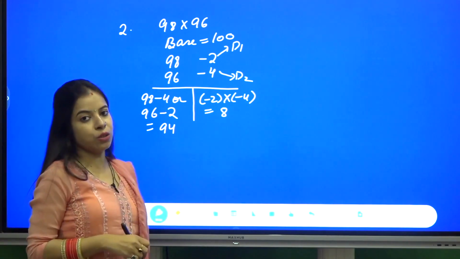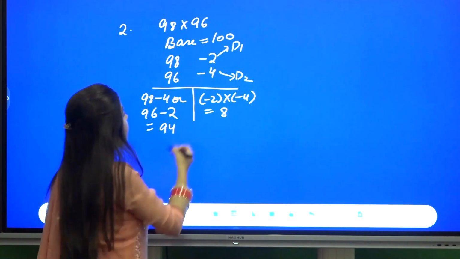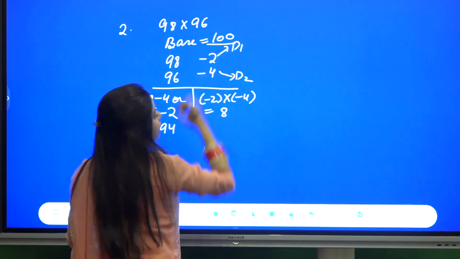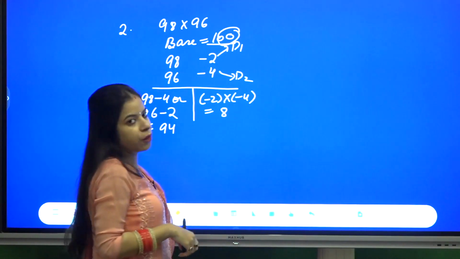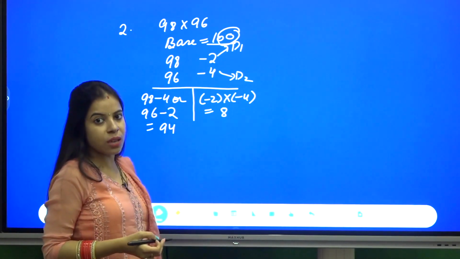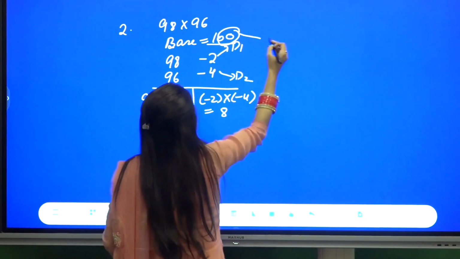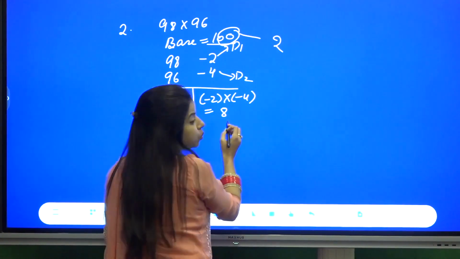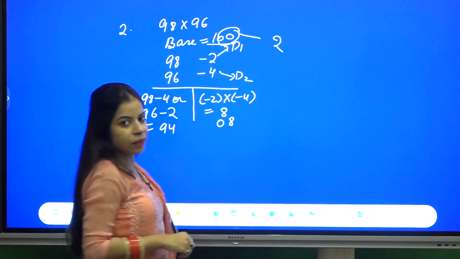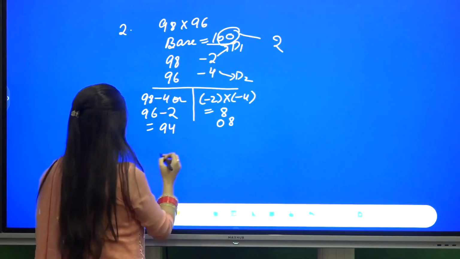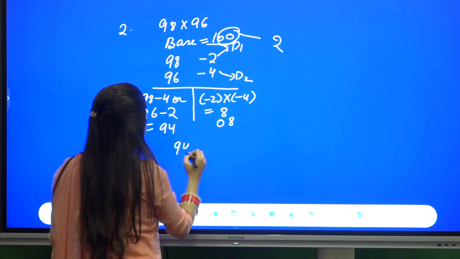One more thing to notice is that here the base is 100. So, the number of digits after 1, basically the number of zeros after 1, is 2. So, we are going to write 8 as 08. So, now the final answer is 9408.